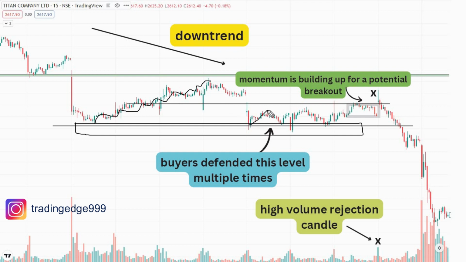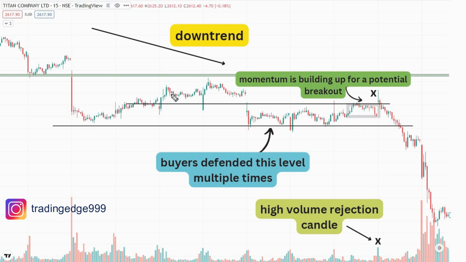From here again they tried. They are continuously trying to defend this level and push the prices towards the upside. Okay, but what is happening to the buying? From here prices have moved up to this level, from here up to this much, from here up to this much, now from here up to this much.